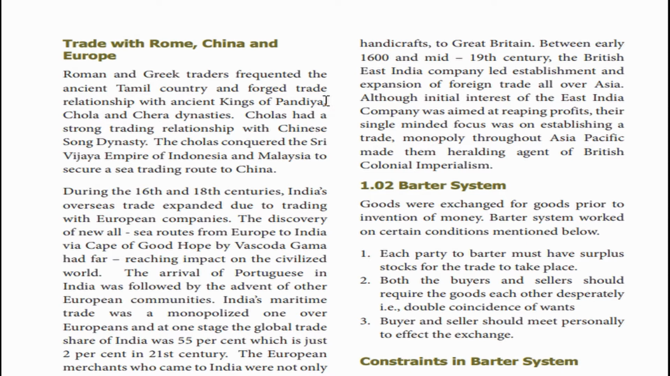Their single-minded focus was on establishing a trade monopoly throughout Asia Pacific, which made them the heralding agents of British colonial imperialism. So their motive was monopoly, that is, they wanted to be the only ones in control of trade throughout the Asia Pacific. So they established that throughout the Asia Pacific.